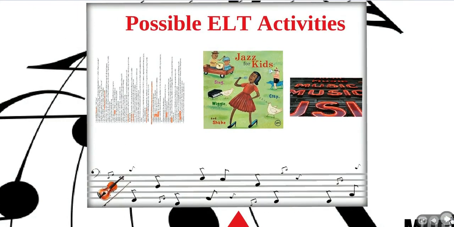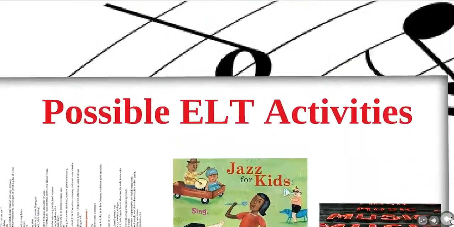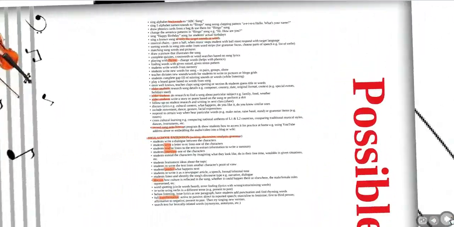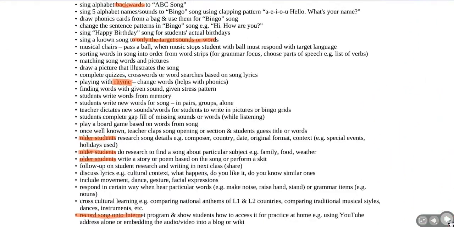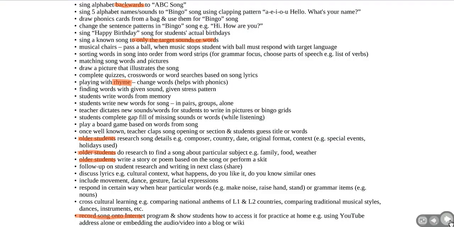There are many ways of applying music to English language activities. I've included a long list here that you can read through later. I'm sure that you'll know some of them already. I'd like to highlight a few, though. Singing the alphabet backwards, for example. Z, Y, X, W, V, U, T. Singing a known song to target sounds or words only. Or working with rhyme. Other options include student research or writing tasks, or adding a song to a class wiki or blog for practice at home.